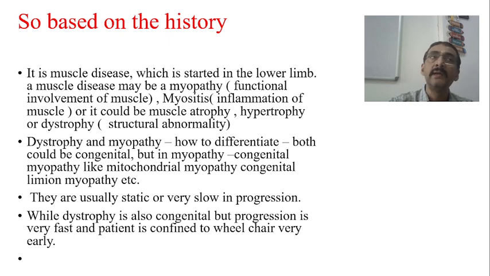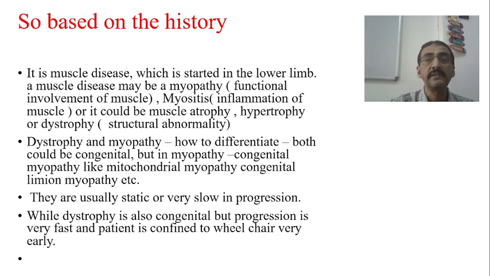Now I have to differentiate this particular structural abnormality, that is dystrophy, from other types of structural muscle problems like atrophy and hypertrophy, number one. Then I have to differentiate it from myositis. Then I also have to differentiate it from the myopathies. Okay, so we will take them one by one. Let us differentiate myopathy and dystrophy. Of course, myopathy is a functional problem of the muscle, whereas dystrophy is a structural problem of the muscle.